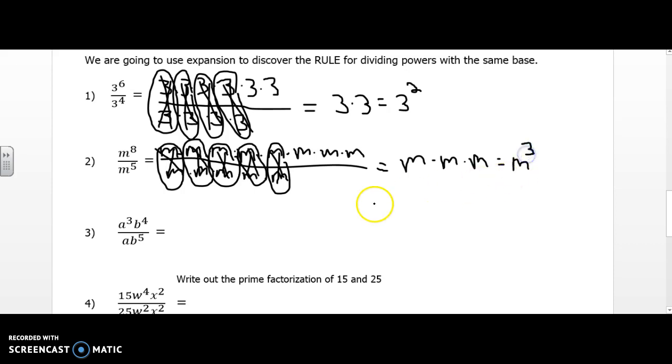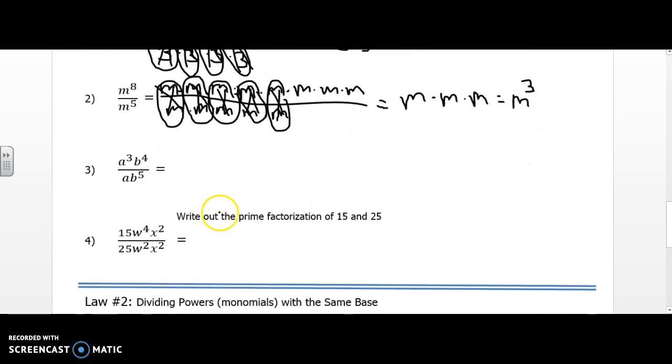Do you see how we went from this, m to the 8th divided by m to the 5th, to this, m to the 3rd? Can you think of a shortcut to get from here to here? Keep that in your brain for a second. Let's look at another example, a little bit weirder one. A to the 3rd, b to the 4th over a, b to the 5th.